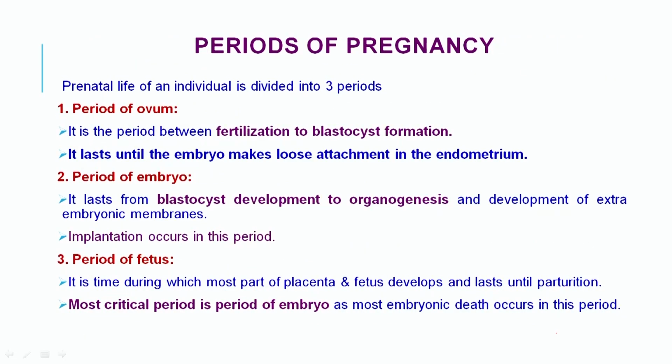So, now coming to the period of pregnancy, the prenatal life of the individual is divided into 3 periods: the period of ovum, the period of embryo and the period of fetus. The period of ovum is the period between fertilization and blastocyst formation, and the period of embryo is from blastocyst development to organogenesis. The fetal period is the time during which most of the placenta and fetus develops and lasts until parturition.